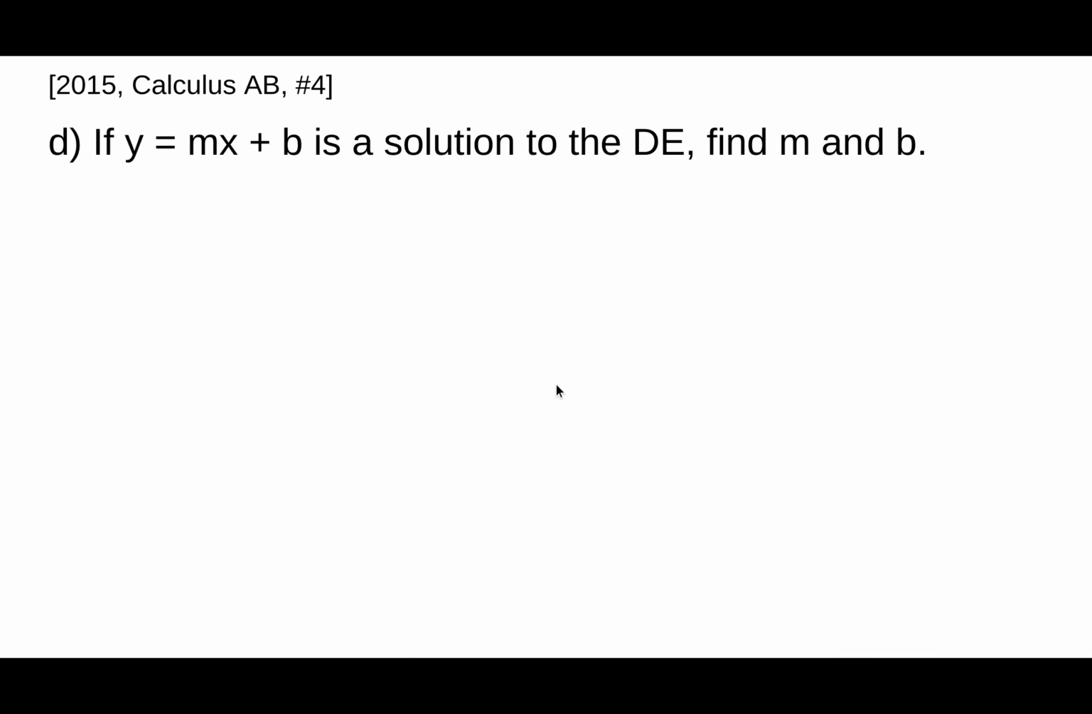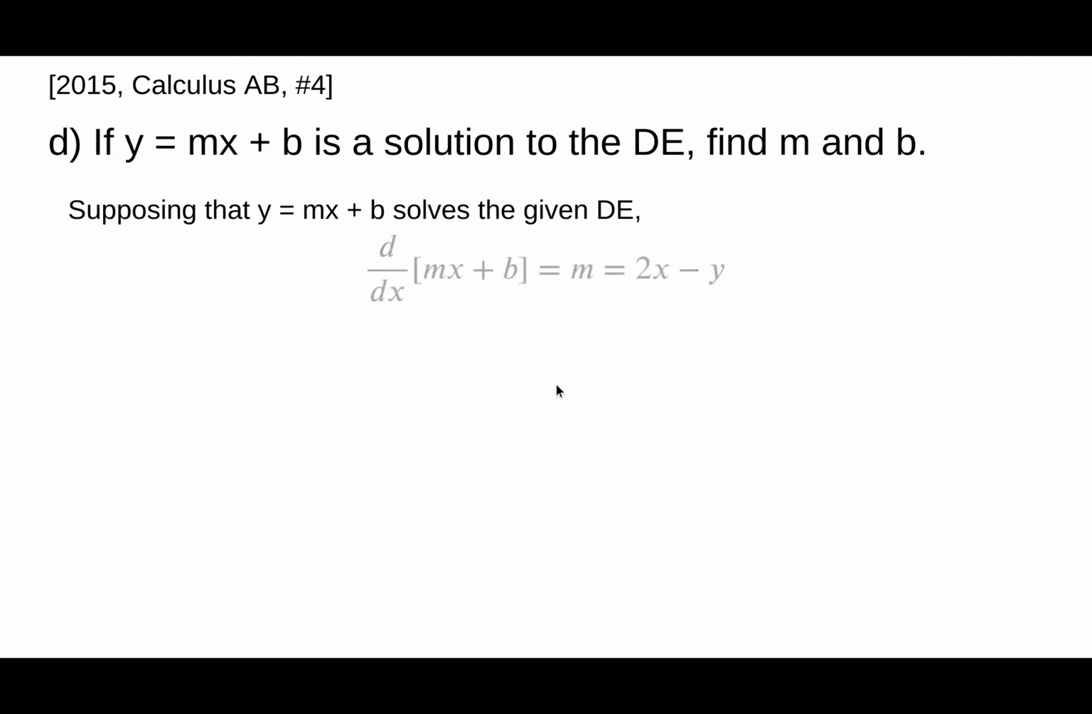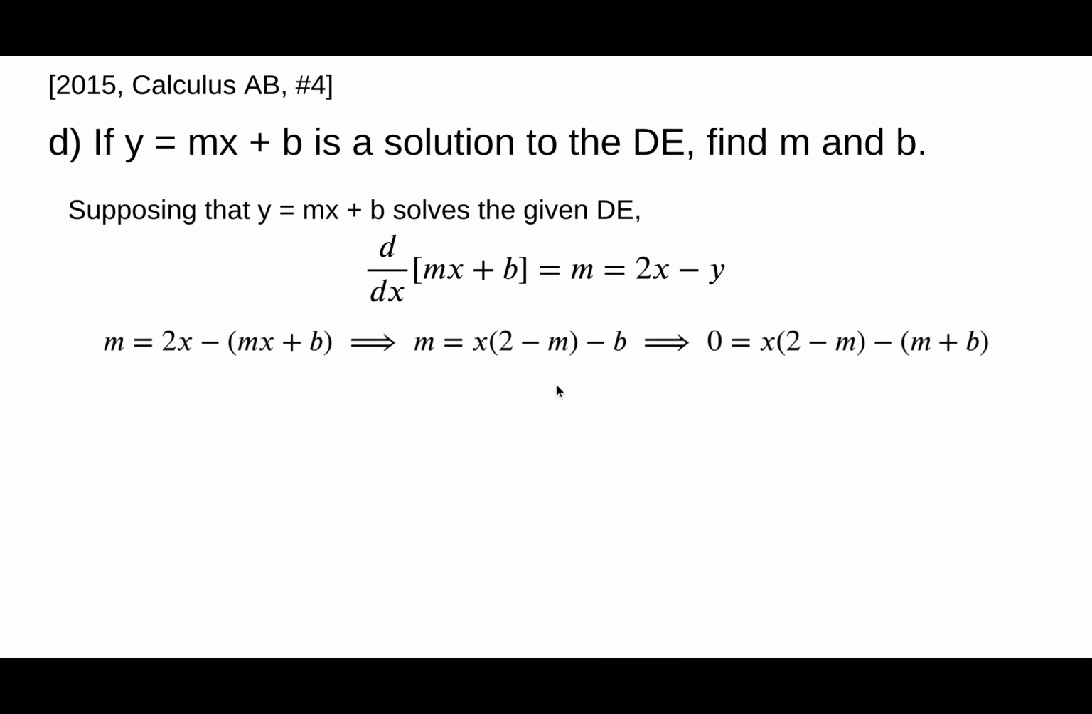In part D, we are asked if y equals mx plus b is a solution to the differential equation, find m and b. Okay, so let's suppose that we have a solution to this differential equation of the form y equals mx plus b. In other words, it is a linear function that solves the differential equation. Well, if it solves the differential equation, then the slope of that line, which is the derivative of that line, would have to equal our expression for dy/dx, right? So m would have to equal 2x minus y.